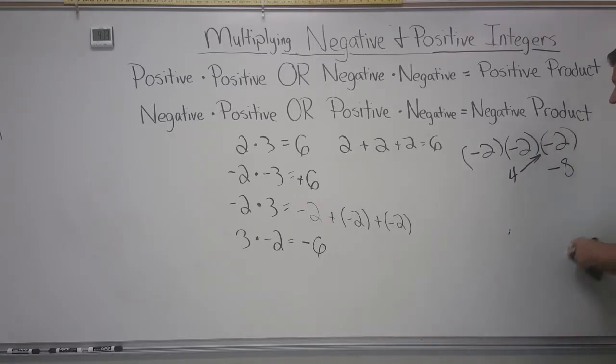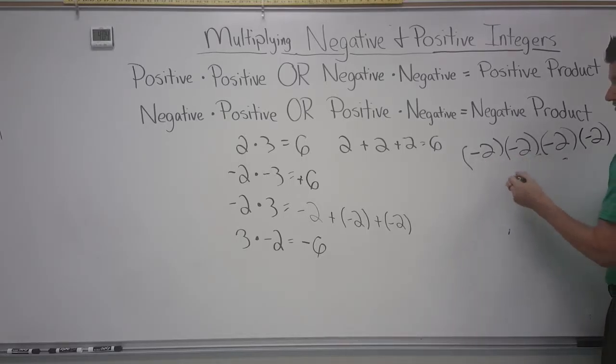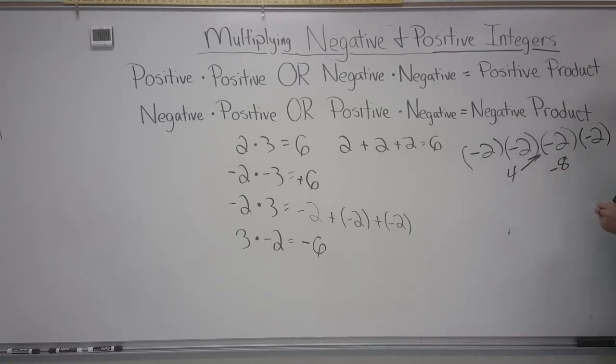So if I were to multiply this by 1 more negative 2, let's see how that works out. Negative 2 times negative 2, 2 negatives equal a positive. So 2 times 2 is 4. Now, 4 times 2 is 8. And because one of them is negative, we know that's negative. Now, 8 times 2 is 16. We have 2 negatives. Therefore, we know it is going to be positive.